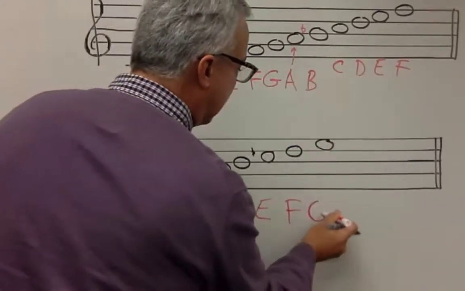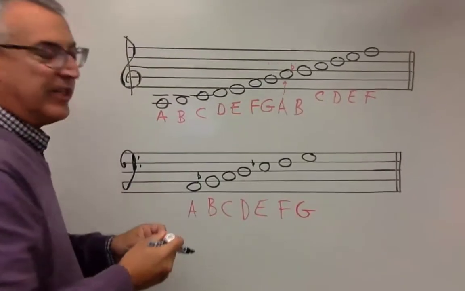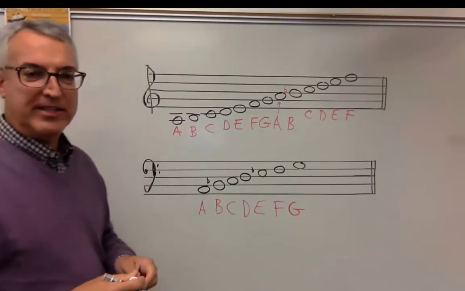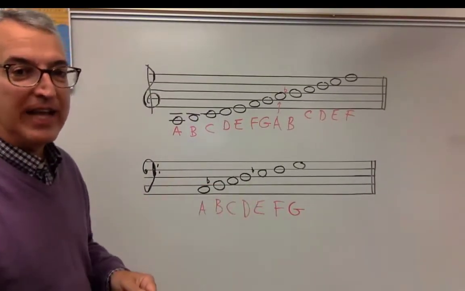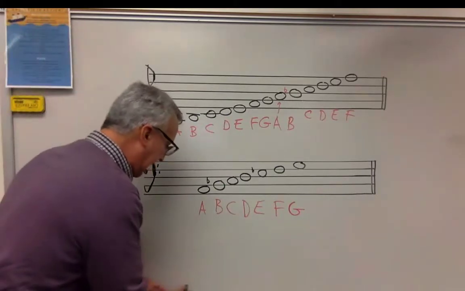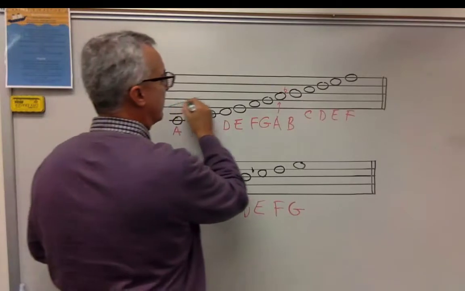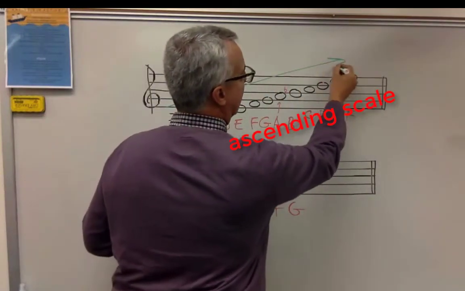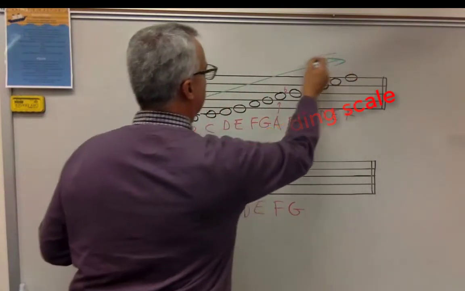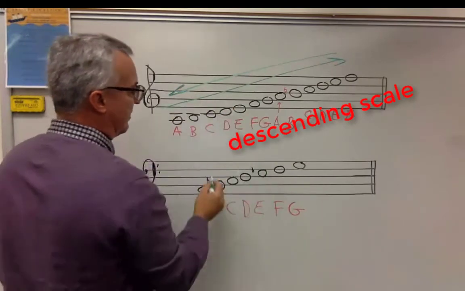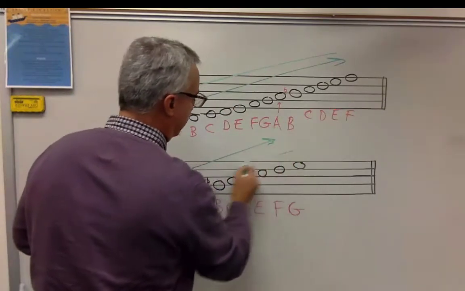So when we say a scale, what we mean is alternating lines and spaces on the staff and consecutive letters of the alphabet. Another thing is you can have scales that go up and scales that go down. So right now, if I play the notes this direction, that's an ascending scale. And if I play the notes from high to low coming down, that's a descending scale, right? So you can go up the scale and you can go down the scale.